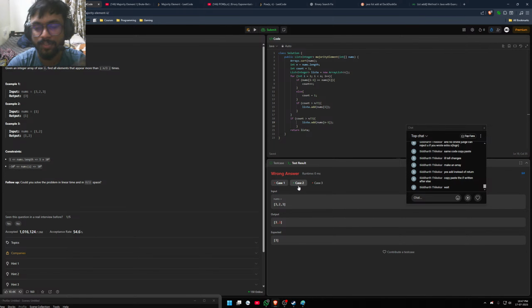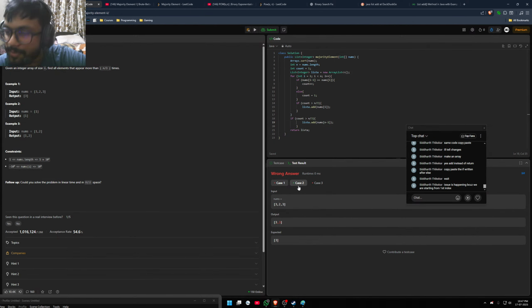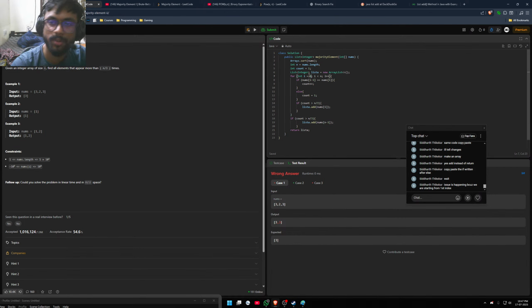Wait. Yeah, man. We are starting from first index. Yeah, that's what I'm thinking. So if we change z to 0 and we just check this I with the next element I plus 1, this is also correct, I think.